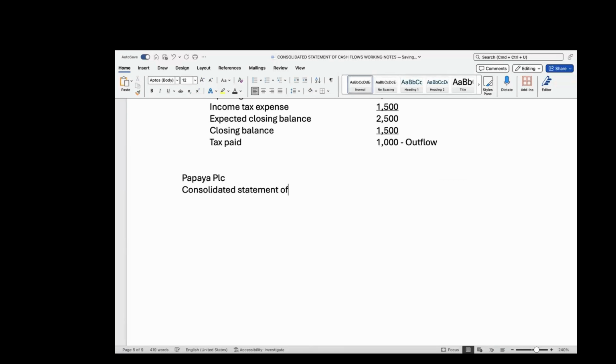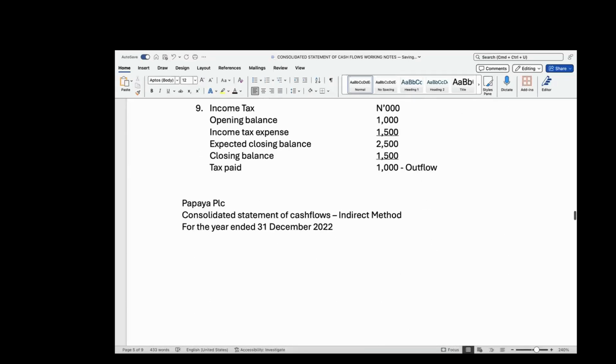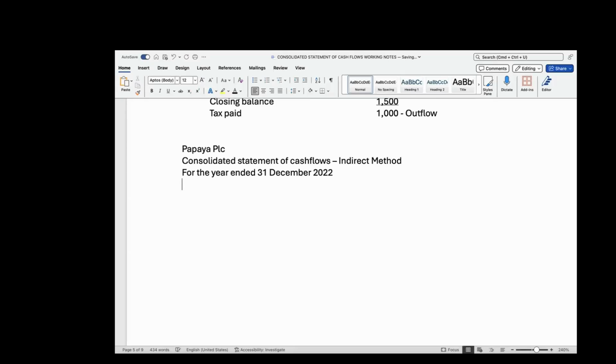Consolidated statement of cash flows, indirect method, for the year ended 31st December 2022. Level of rounding, thousands. Start with operating activities.